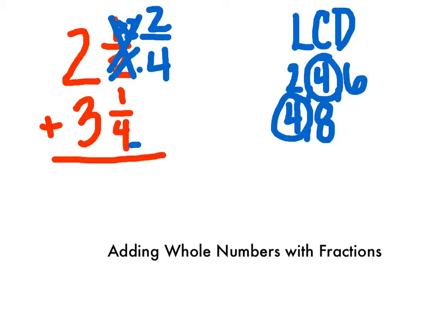Again, you're going to look at putting your denominator down for your fraction, which is 4. 2 plus 1 is 3. And then I have 2 plus 3, which is going to be 5. Your answer is 5 3/4.